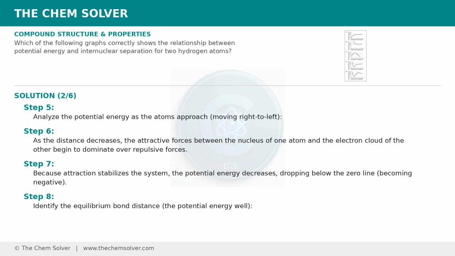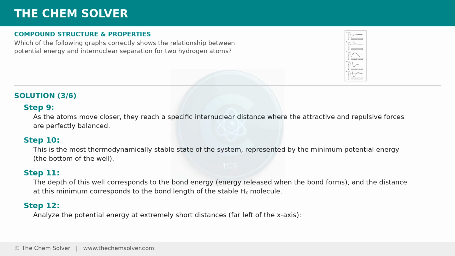Identify the equilibrium bond distance, the potential energy well. As the atoms move closer, they reach a specific internuclear distance where the attractive and repulsive forces are perfectly balanced. This is the most thermodynamically stable state of the system, represented by the minimum potential energy, the bottom of the well. The depth of this well corresponds to the bond energy, energy released when the bond forms, and the distance at this minimum corresponds to the bond length of the stable H2 molecule.